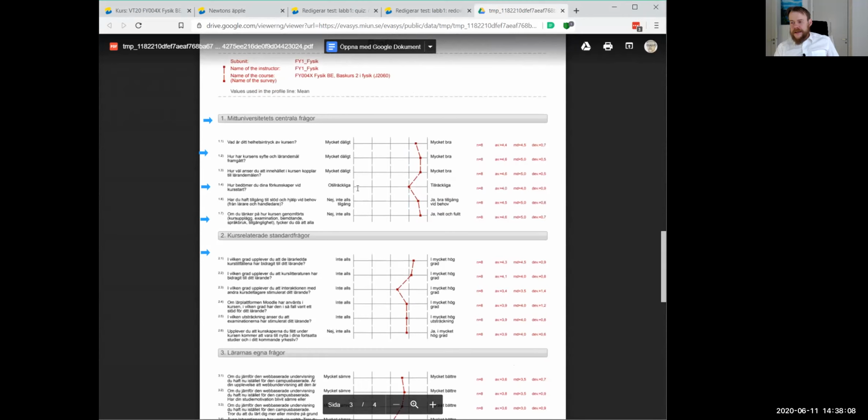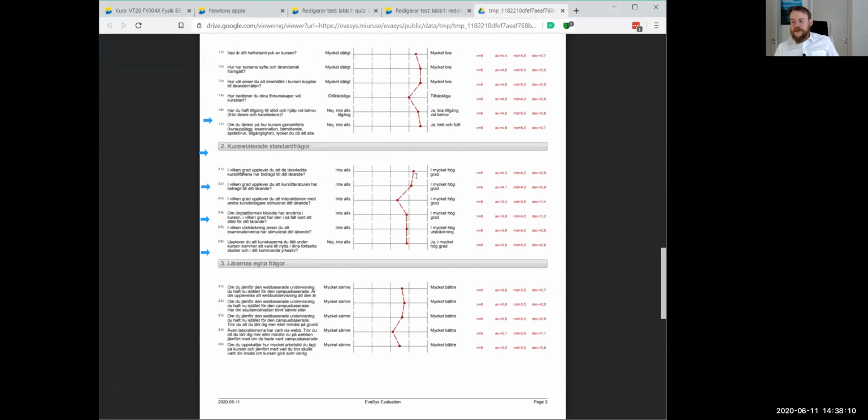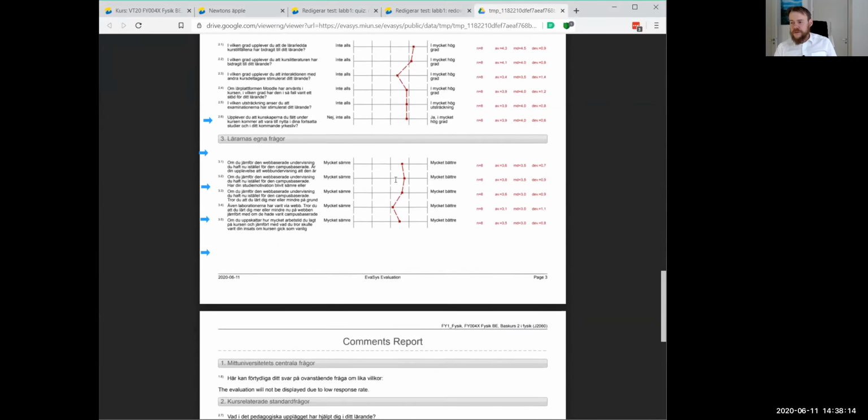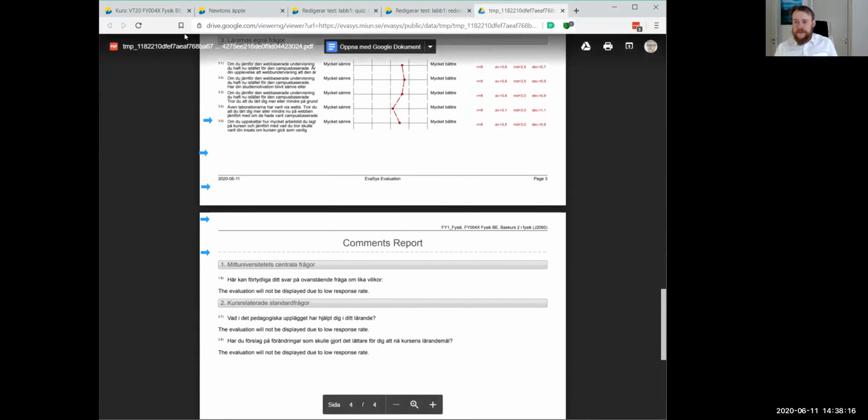And here is just a profile of the above questions. You see, the further to the right, the more positive the students are. So it seems to be a very, very good response from the students as well. We're sort of surprised by that. It was a challenging task for us as teachers as well. So it's overall positive results.